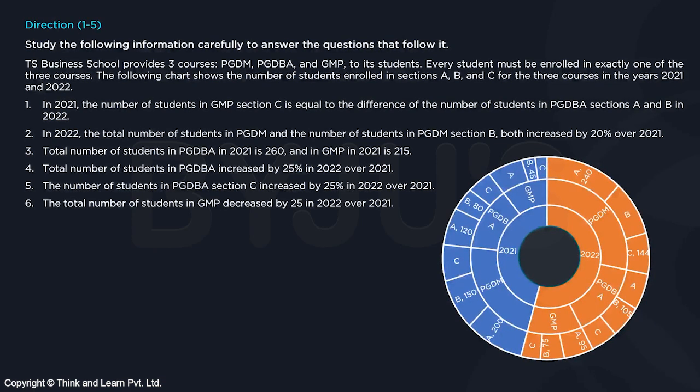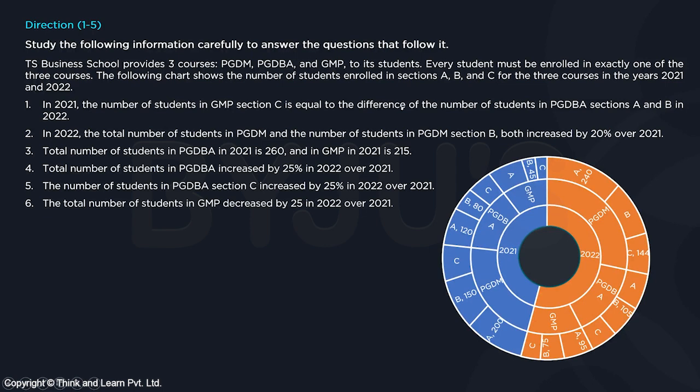Directions for questions number 1 to 5. Study the following information carefully to understand the questions that follow it. TS Business School provides 3 courses, PGDM, PGDBA and GMP to its students. Every student must be enrolled in exactly one of the 3 courses. The following chart shows the number of students enrolled in sections A, B and C for the 3 courses in the year 2021 and 2022.